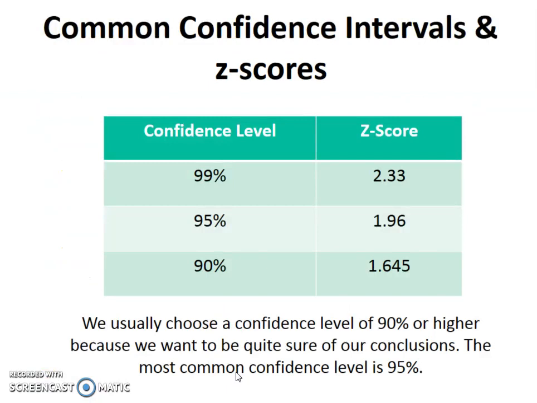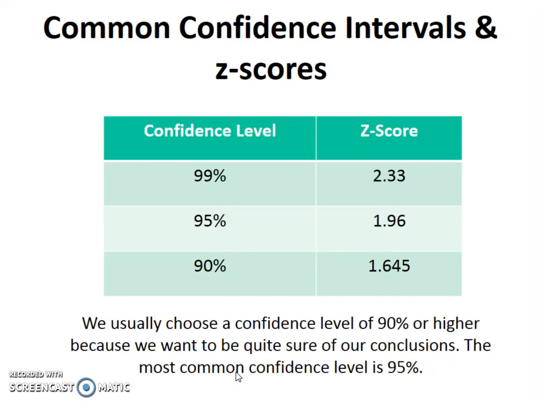The most common intervals in z-scores, right? The most common intervals and their corresponding critical values. 99% is 2.33, 95% is 1.96, 90% is 1.645. You don't have to memorize these because you can always know how to calculate them. However, because they are used so frequently, it does help to kind of have them in the back of your head.